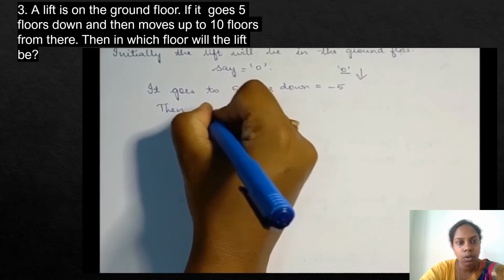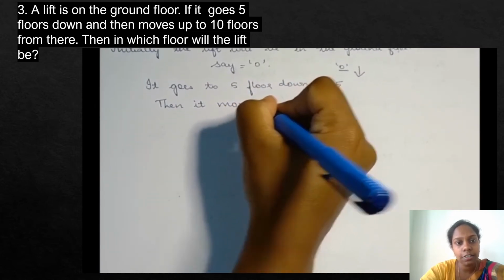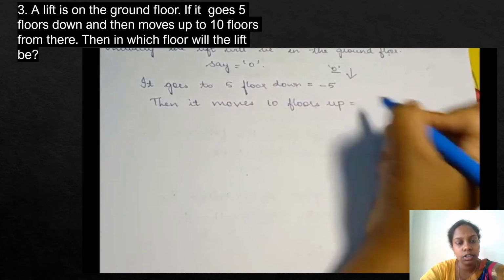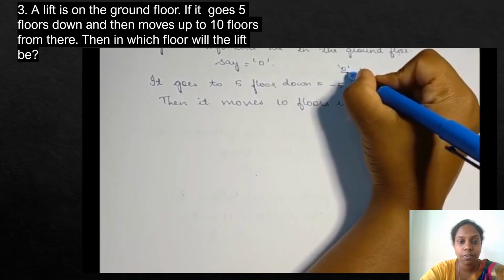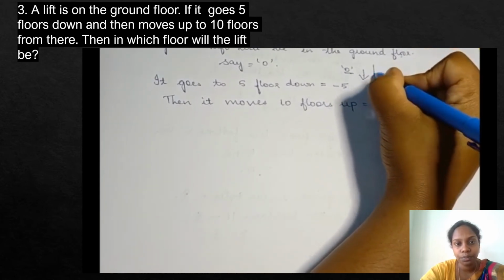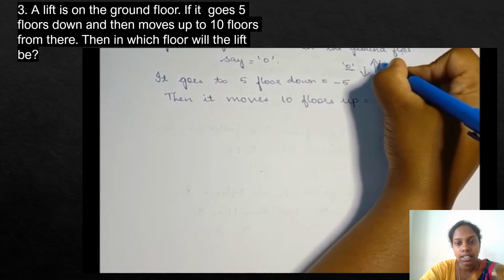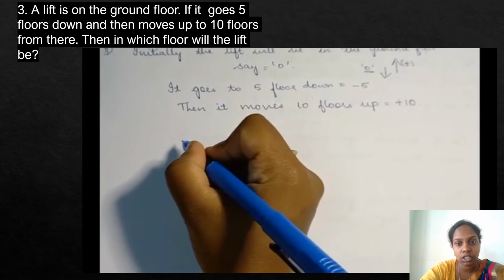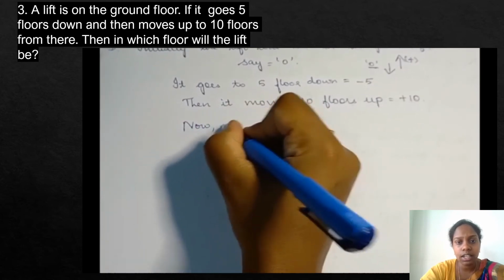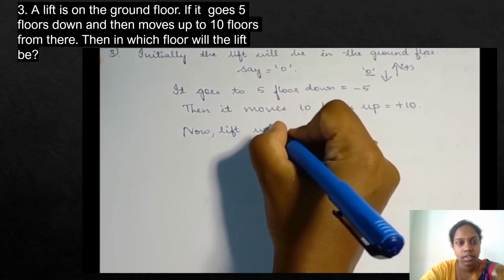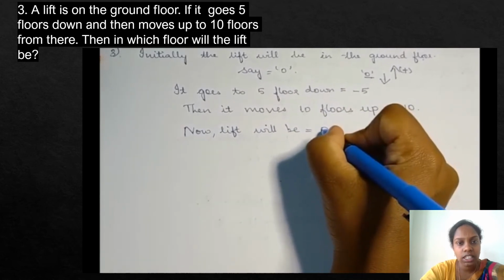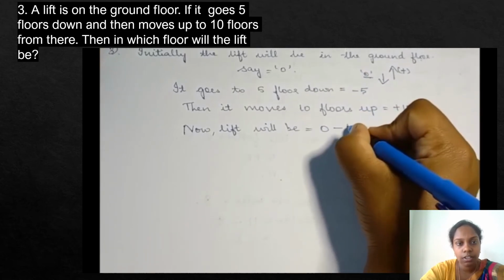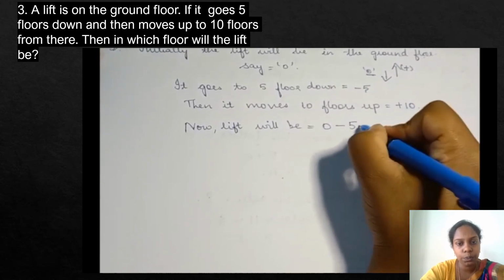Now again, the lift moves 10 floors from there. If the lift is going 10 floors, it is going upwards, so it will be in the positive direction, so it will be 10. Now we have to find on which floor the lift will be.